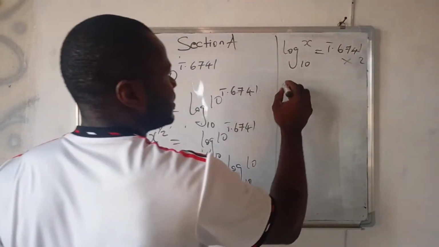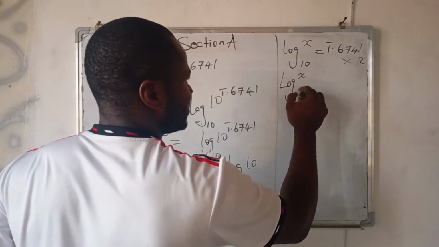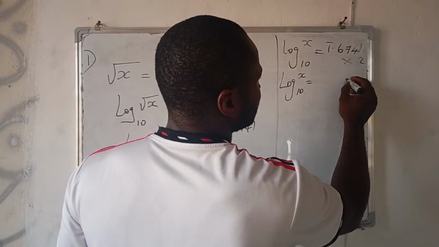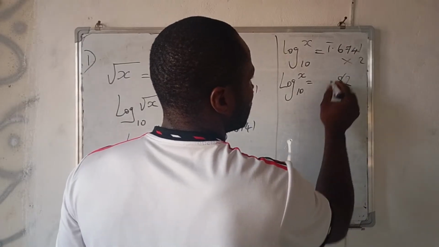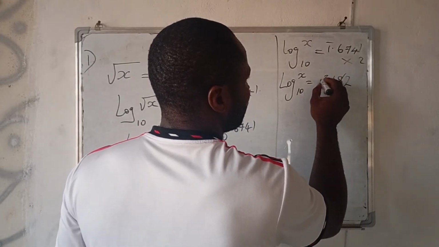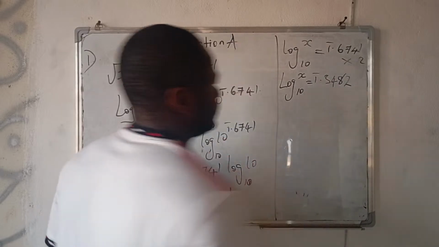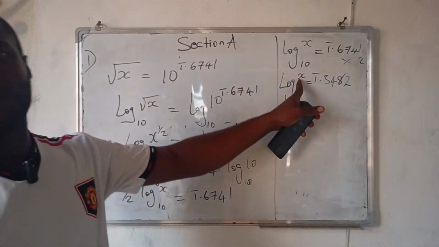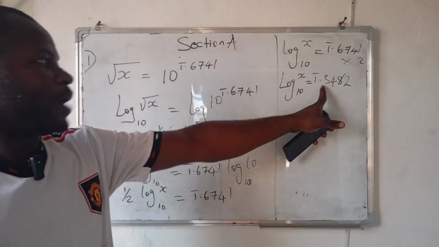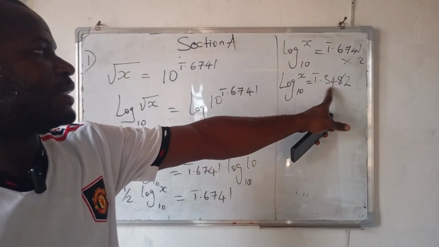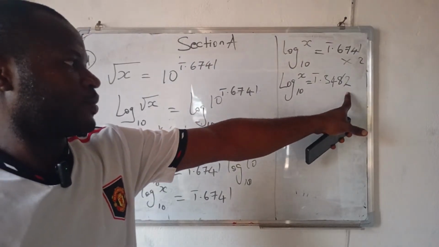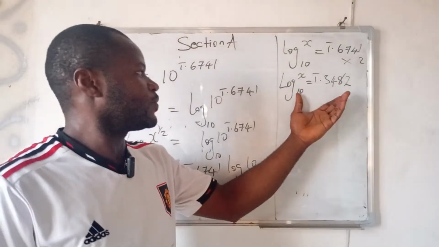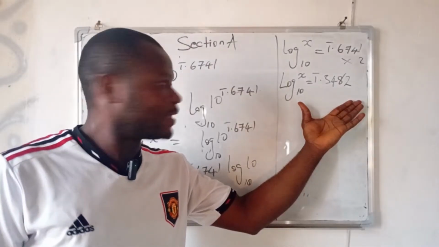Then when we multiply this by 2, we have log x base 10 is equal to, we are left with 2843 point by 1. Now, when we are looking for x, of course, we have to look for the anti-log of 0.3482. When we are looking for anti-log, we avoid the characteristics. Characteristics will tell us how to leave our answer.